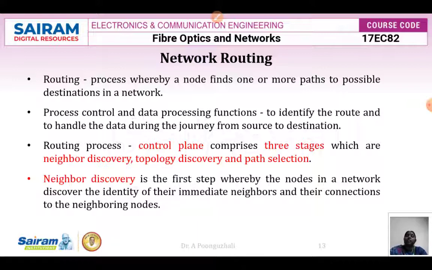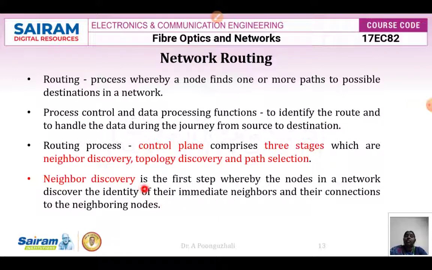So the routing process is going to be done in the control plane, which is going to comprise 3 stages. One is neighbor discovery, the second is topology discovery, and the third is path selection. Neighbor discovery is, as the name tells, discovering neighbors. It is the first step where, when I want to route data from the source to the destination, my node will find the nearest neighbor, discover its identity, and then the connections are given to the neighboring nodes.